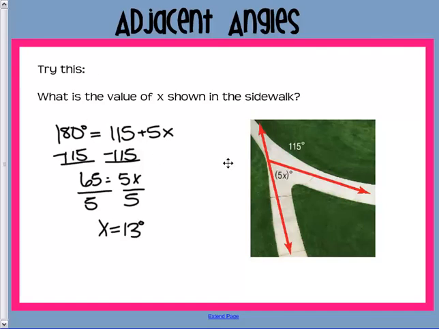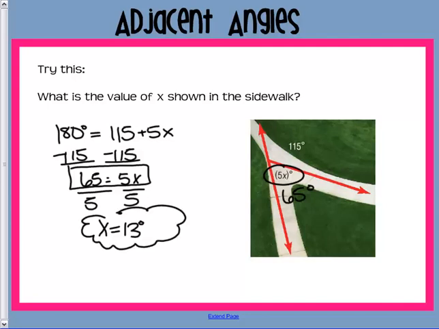Okay, that tells us what x is. What would be this angle then? Well, we found it right here. 5x equals 65. So if you take 5 times 13, you get 65. So right here would be 65 degrees. And our x is 13. Okay, that's all I've got for you today. See you next time.